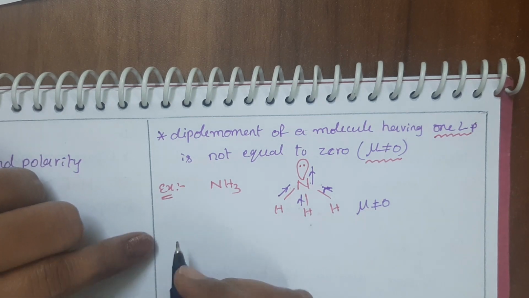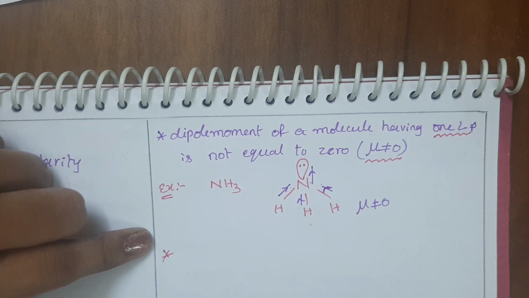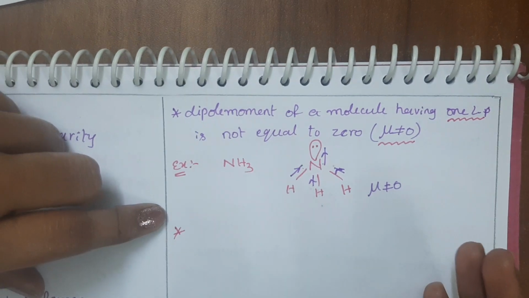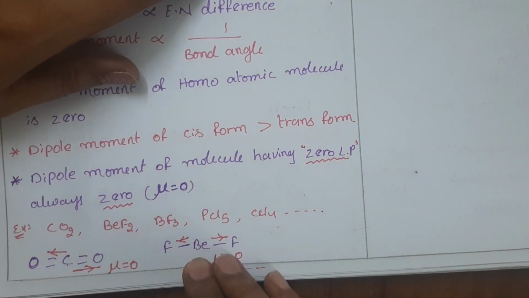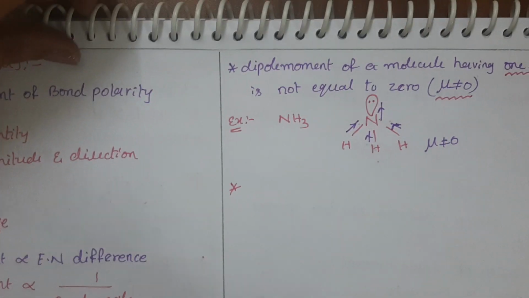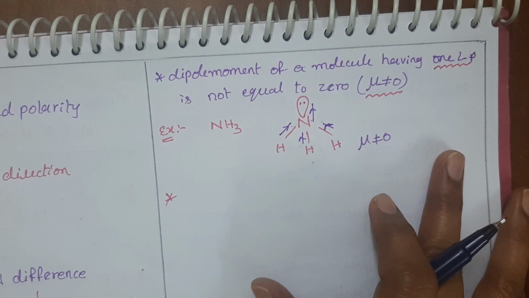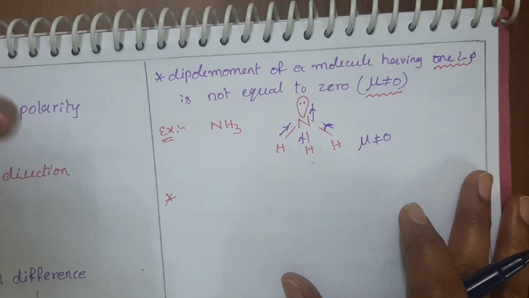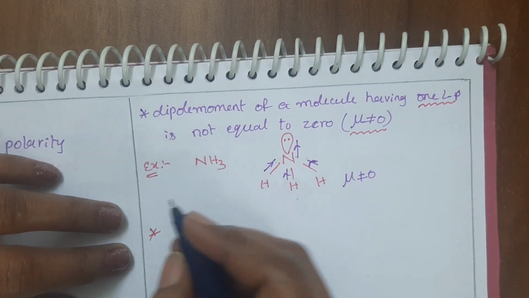And the next point is the dipole moment of a molecule having 2 lone pairs. If there are no lone pairs, mu equals 0. If one lone pair is there, it is not equal to 0. But if a molecule has 2 lone pairs, it may equal 0 or it may not equal 0. So it depends on its structure.